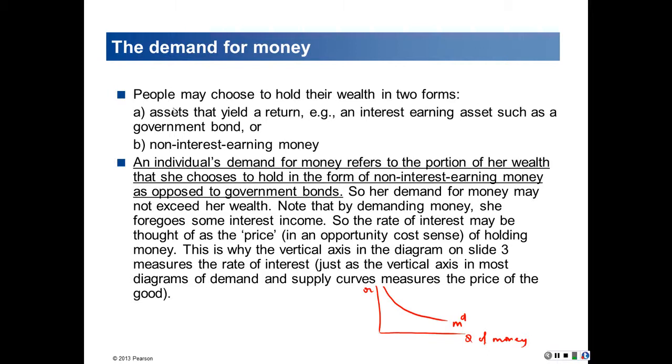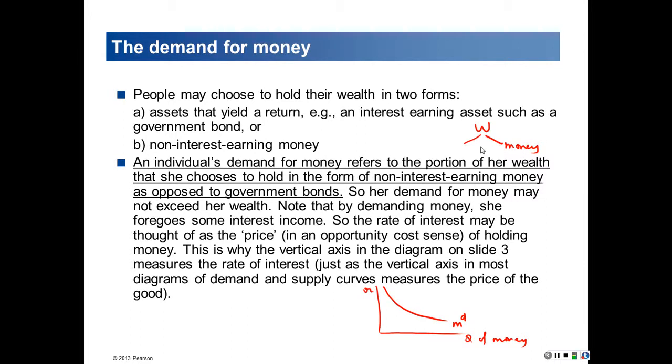It says here, people may choose to hold their wealth in two forms. A, assets that yield a return. For example, an interest-earning asset such as a government bond. The second way of keeping wealth is in the form of non-interest-earning money. Does this make sense? If we have wealth, now wealth is different from income. Wealth is what you have saved up in the past, correct? If you have a certain amount of wealth, let's call it W, what we've just said is that this wealth can be held in two forms. It can be held in the form of money.